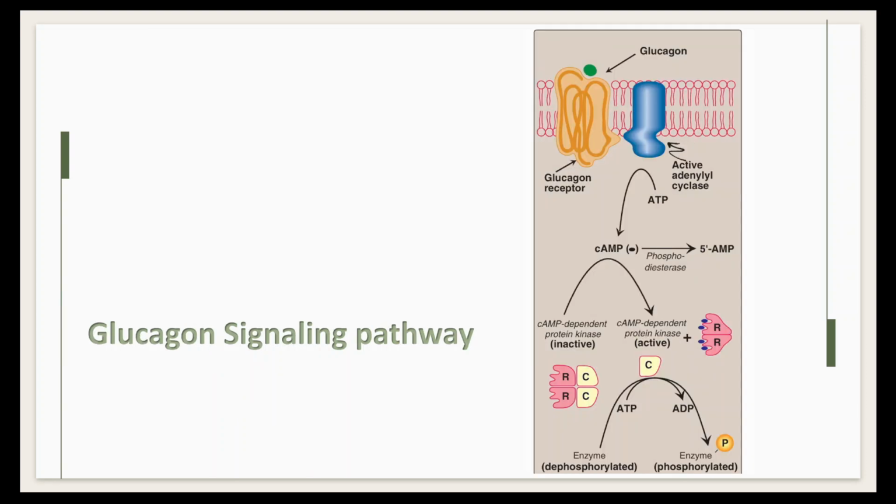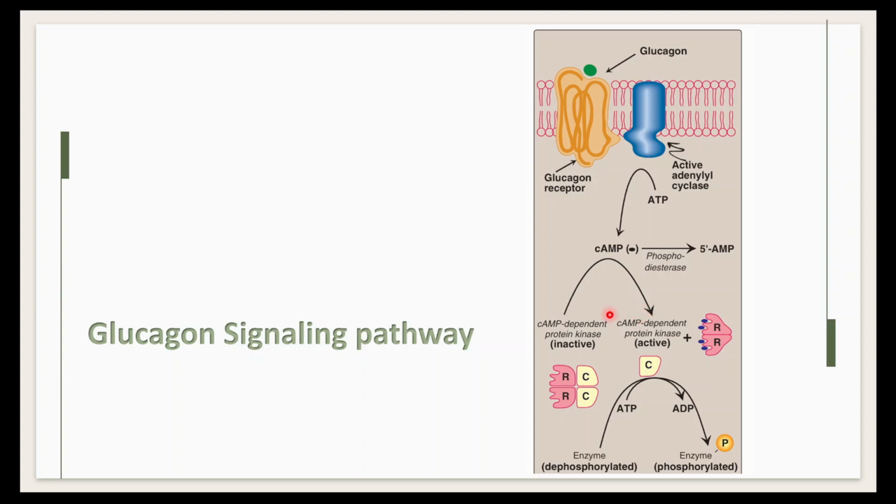Going to glucagon, again, its receptor is present on the cell membrane, but the glucagon receptor is a G protein coupled receptor. The story starts with glucagon binding to its binding site on the receptor. This will trigger the activation of the G protein, which will go and activate adenylyl cyclase enzyme, which will result in the formation of cyclic AMP.